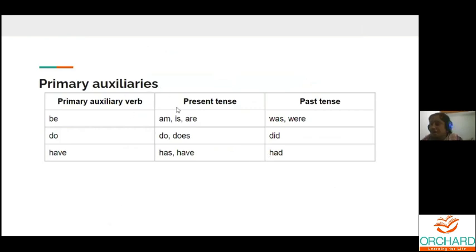So for the tenses, just now we saw three tenses: present tense, past tense, and future tense. Present tense, what are the auxiliary verbs? Repeat it. Am, is, are. Do and does. Has and have. Past tense: was, were, did, had. What are the past tense verbs we saw in the video? Can you tell me? What was used in the video?